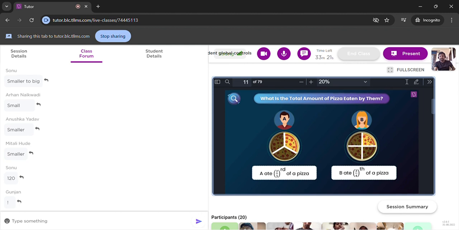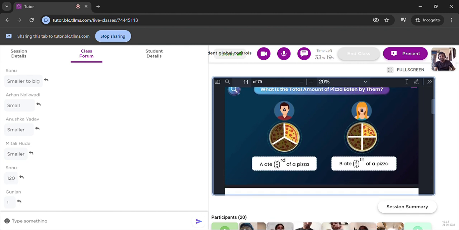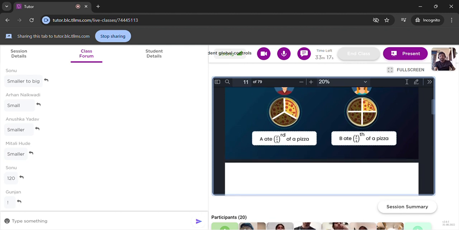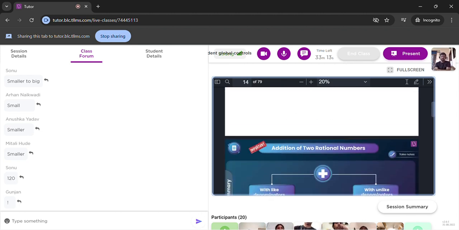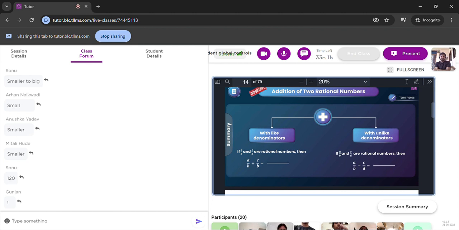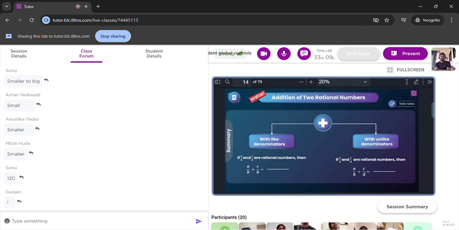Now, what is the amount of pizza eaten by them? Ate 2/3 of pizza. Okay. Now we are going to learn the addition of two rational numbers.